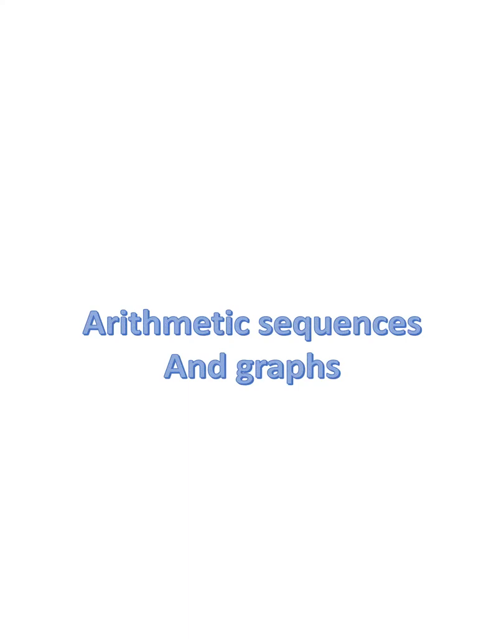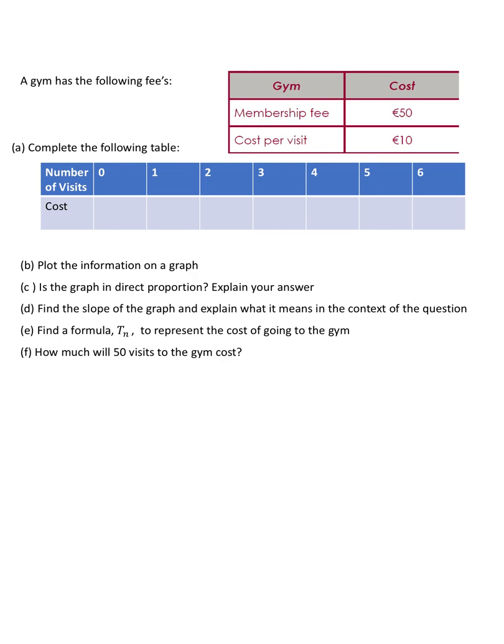In this video, we're going to be going through arithmetic or linear sequences and their graphs. So let's have a look at the first example. A gym has the following fees: a membership fee of €50 and then a €10 cost per visit. So using this information, we need to complete the following table.